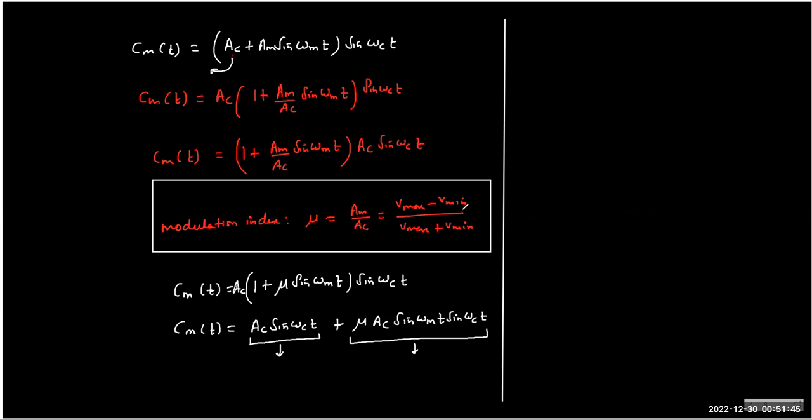The second term is a product of two sine terms. I would like to see what the components of the modulated signal are. I know one is the carrier wave, but what else? To see that, you have to convert this into a single sine or cosine term. You know the basic trigonometry. Then I add mu AC by 2 here, and then I can add 2 sine A sine B.